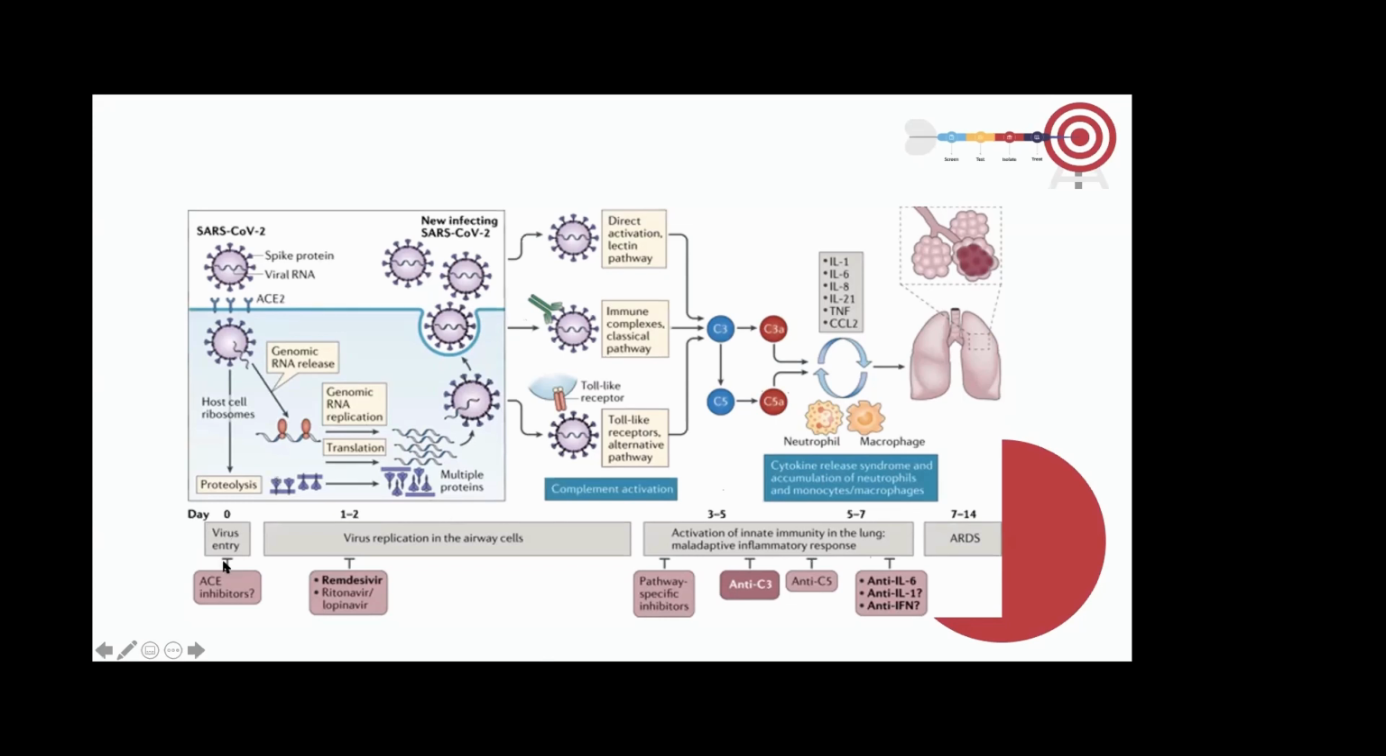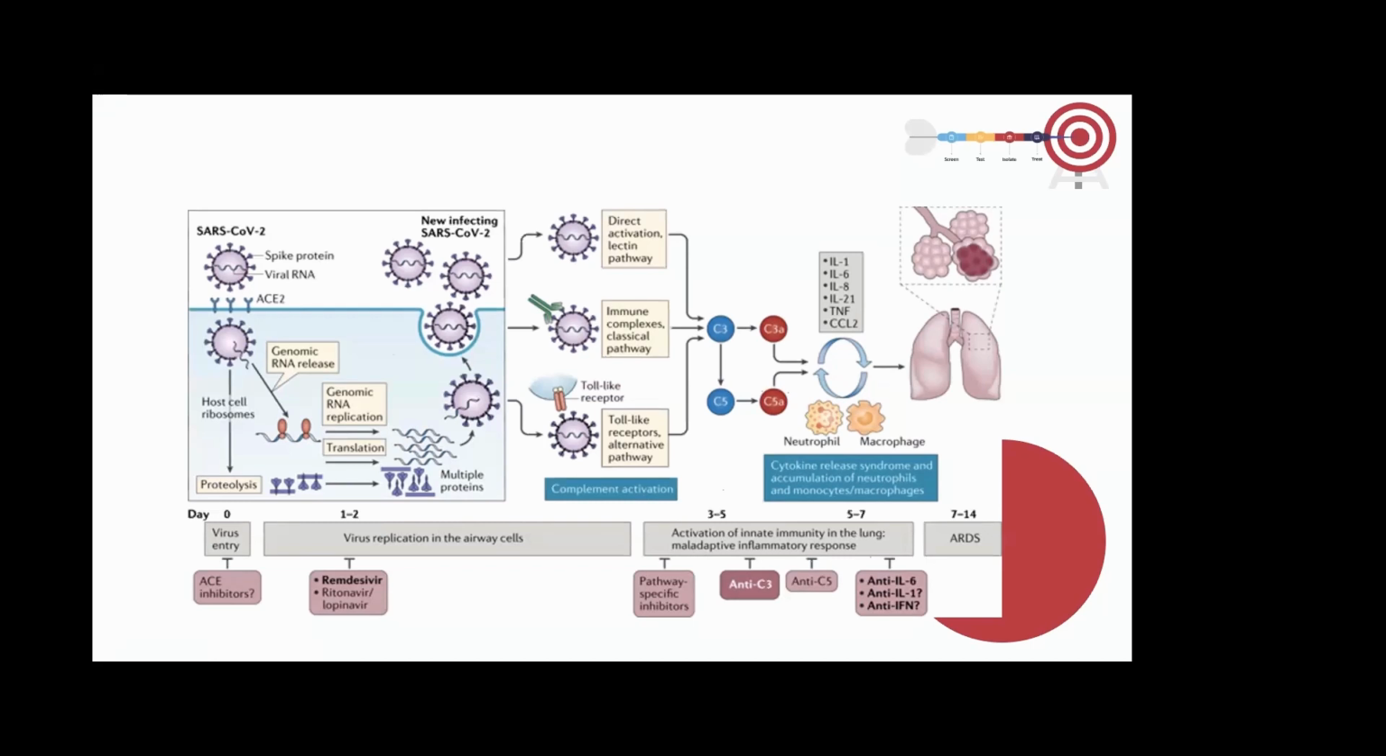So here is when the virus enters the cell. It is usually on day 0, the first 24 hours, and then you have 1 or 2 days where the virus replicates in the airway cells. So you can't detect anything outside. Patient might be asymptomatic. And later, when the virus goes into the tissue, here is where their immune system gets activated. And we start with the innate immunity.